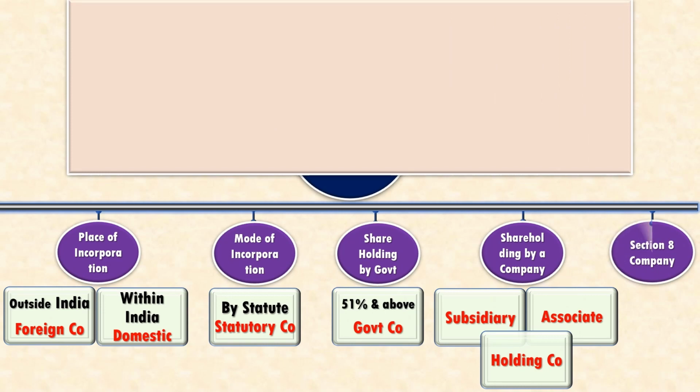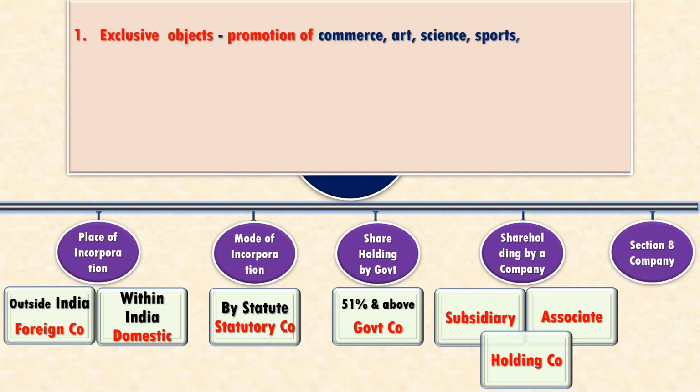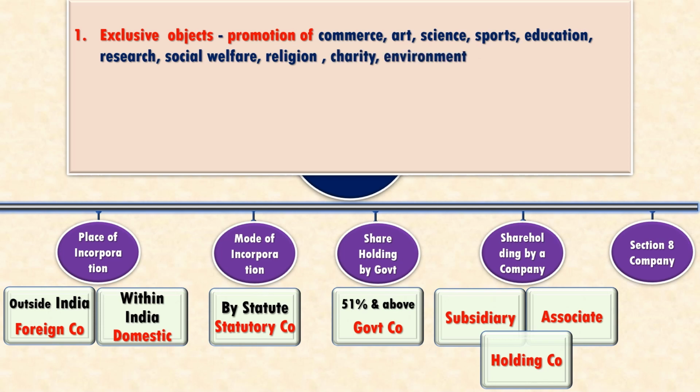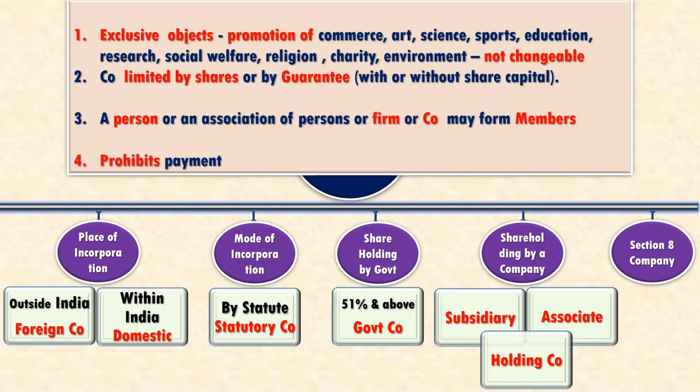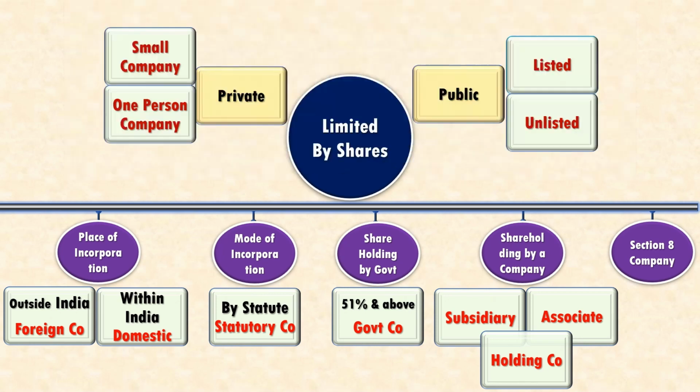We have got one more form of company which is formed for the sake of promotion of objects such as charity, art, commerce, science, education, environment, religion. It can be formed by individuals, firms, companies, or a combination of them, but the restriction is they have to pay no dividend to any of their members, and all their funds are to be used exclusively on the objects.